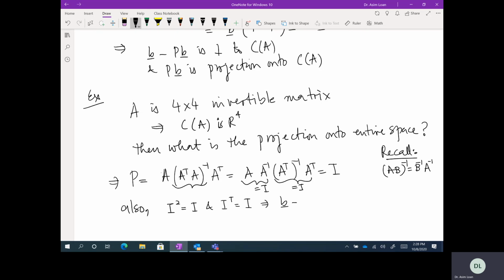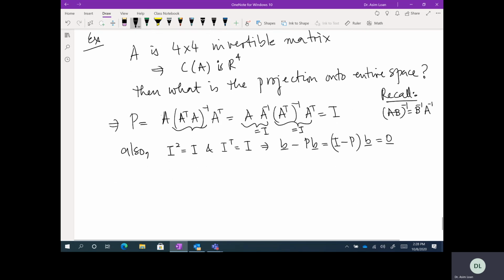This implies B minus PB is equal to (I minus P) into B, which is equal to 0. So let's stop here. When A is invertible, the projection is actually the identity matrix, and everything is in the column space, so nothing gets projected into the left null space. So this is all about Ax equal to B, whether B belongs to the column space or does not belong to the column space. We can now see we'll always have a solution.